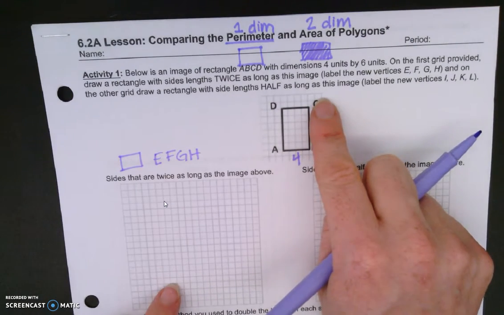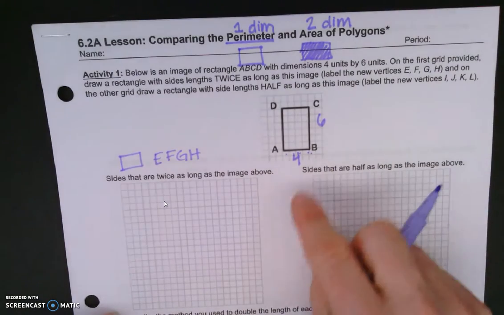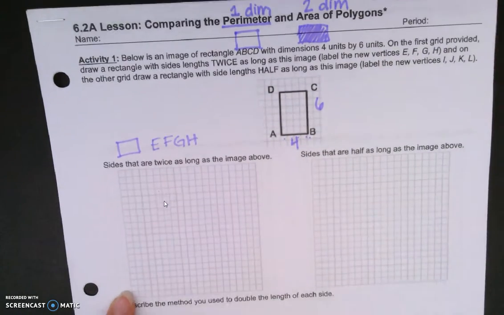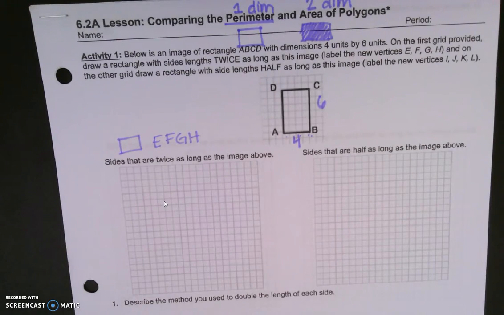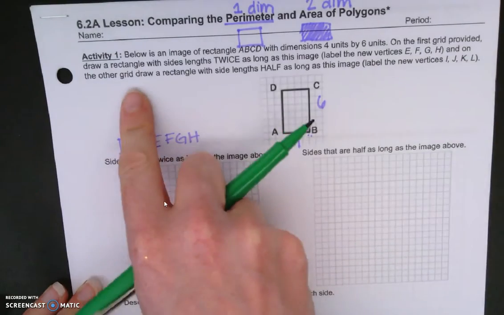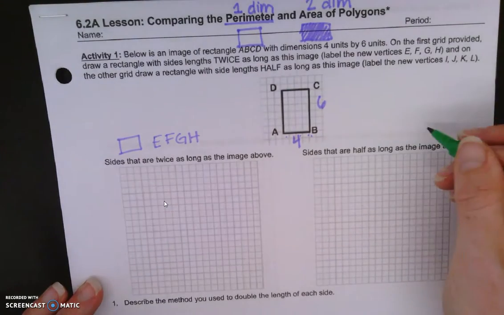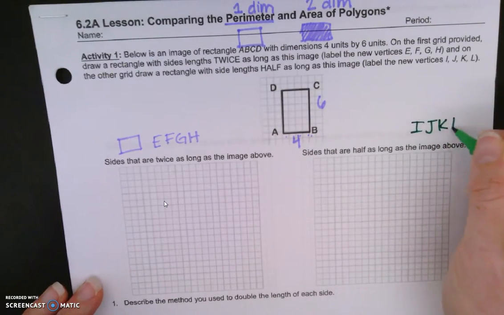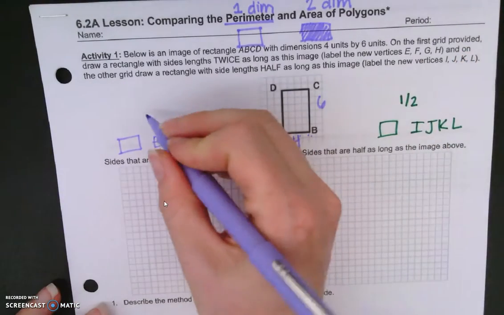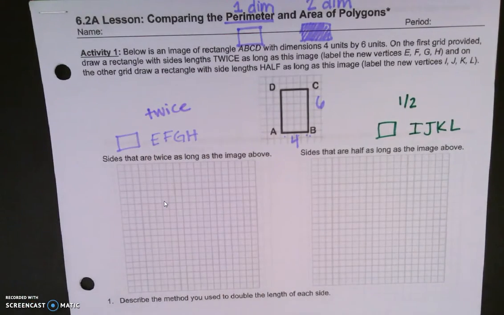And we're going to be focusing on something more than just counting. We're going to see if we can do more than just counting, because I'll tell you counting 8 little squares and 12 little squares twice can be a little nerve-wracking. I sometimes make mistakes. And then what about this other grid? On the other grid, draw a rectangle with side lengths that are half as long as this image. And our new vertices are going to be I, J, K, L. So remember, this one is going to be half the length, and this one is going to be double or twice the length. Awesome. Well, let's get started.